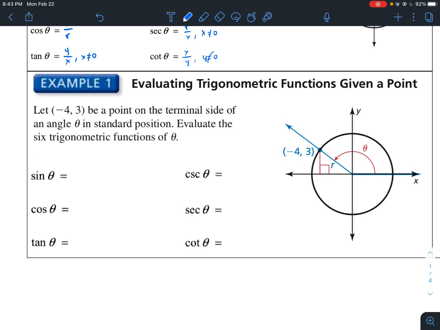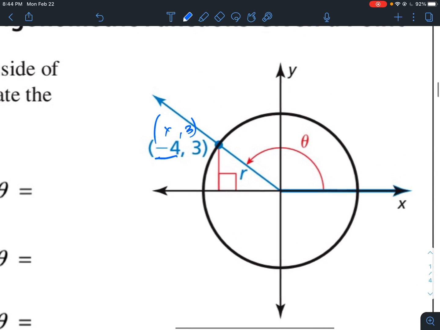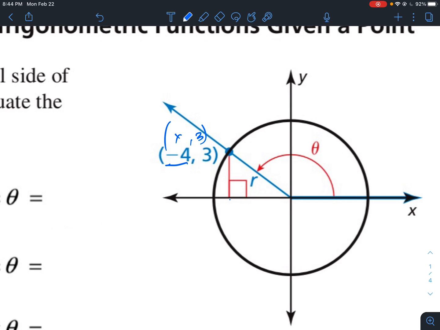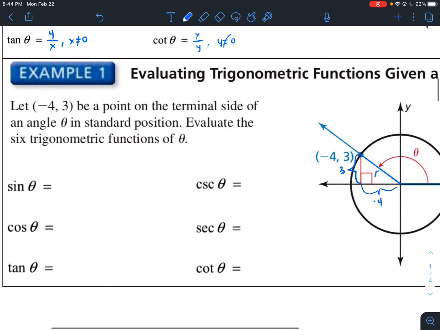So we know, since this is negative 4, x is negative 4 and y is 3. So that means we had to go over negative 4 units, and we had to go up 3 units. Now this is our radius of our circle right here. Now we need to find the value of r. So r is our hypotenuse. So we just need to use the Pythagorean theorem to solve for the radius.